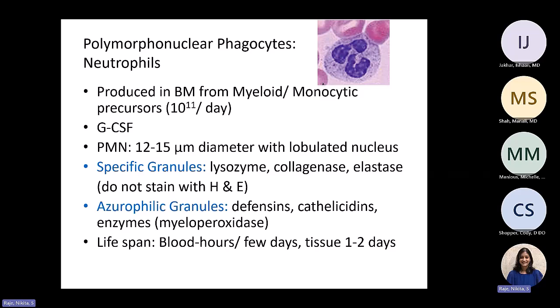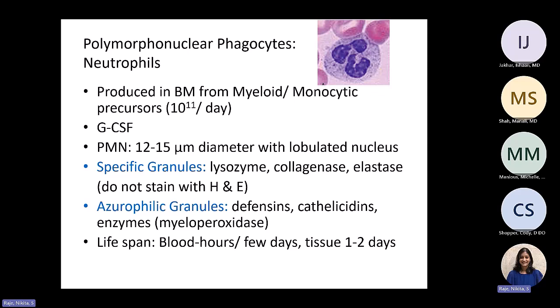So going back to medical school, really, talking about neutrophils, these are also called polymorphonuclear phagocytes, and these come from the bone marrow. They are myeloid cells. They develop under the influence of granulocyte CSF, colony stimulating factor. They are about 12 to 15 micrometers in diameter, and they have a lobulated nucleus. So these have these granules called specific granules and eosinophilic granules.